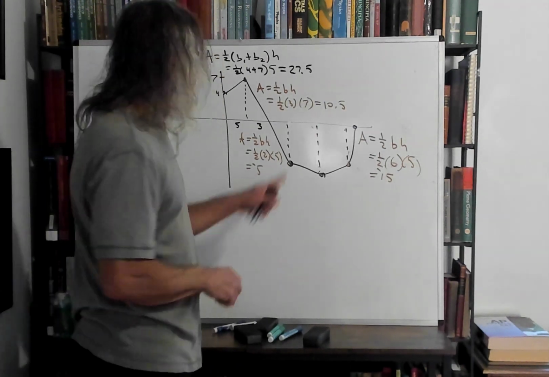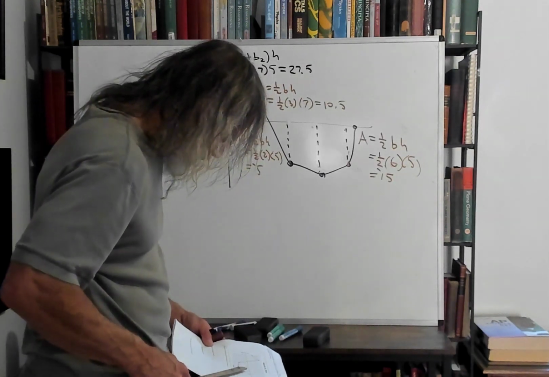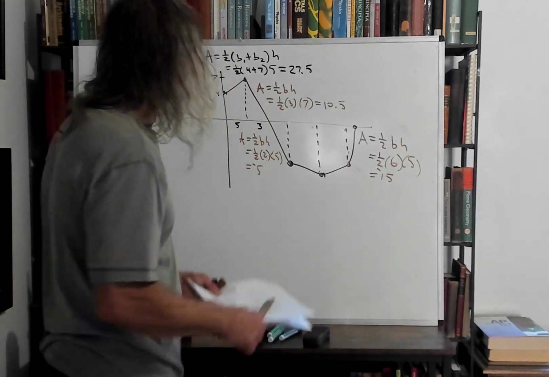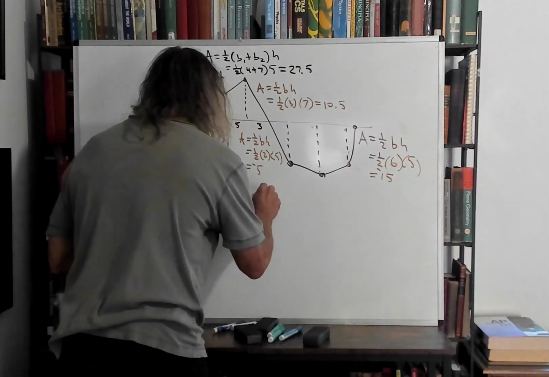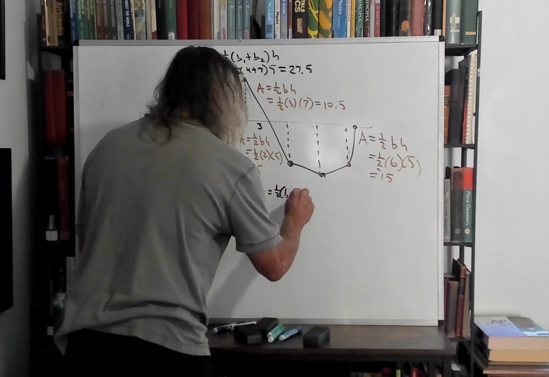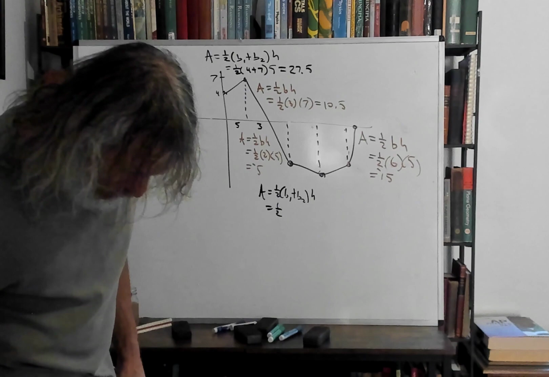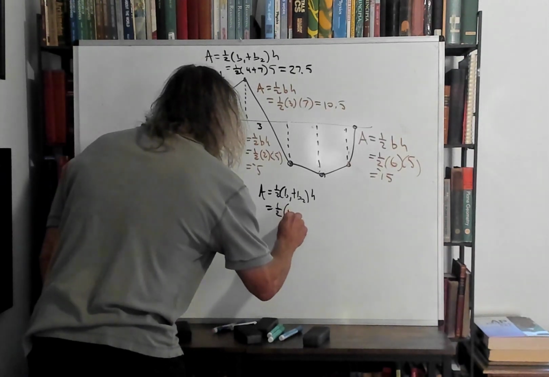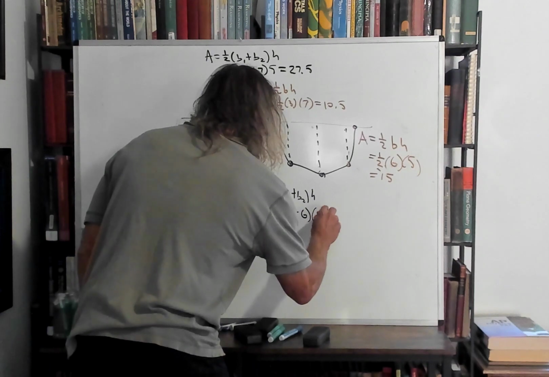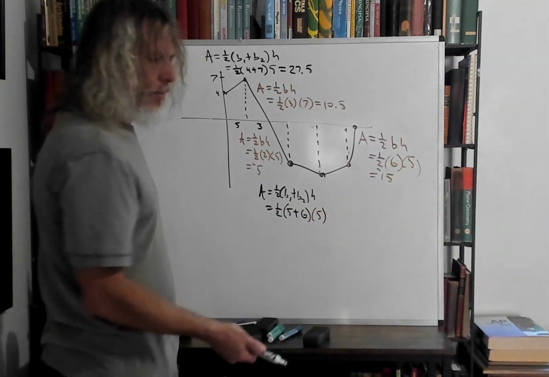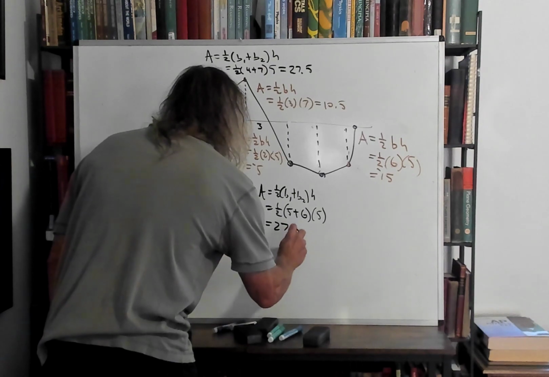Then here, the bases are 5 and 6, and the distance between them, the height, is 5. So, 1/2 times B1 plus B2, times height. 5 and 6, and the height, the distance between them, is 5, so 11, 55, half of 55, 27.5 again, and it's negative.